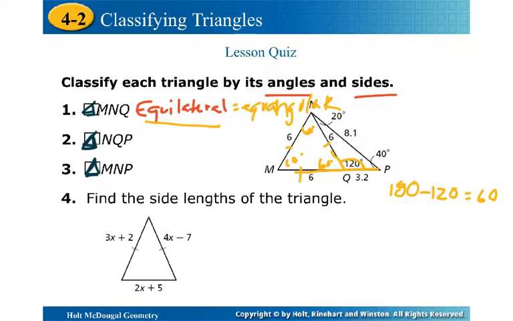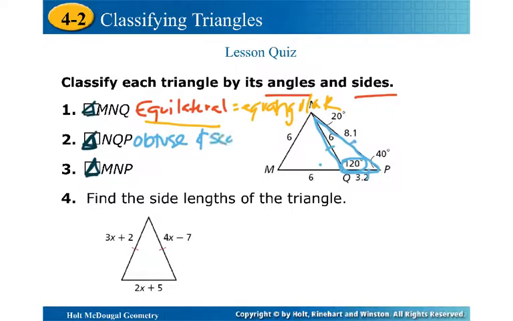Alright, NQP, so looking at our next triangle, N to Q to P, so that's this obtuse triangle over here. And how do I know it's obtuse? Because it has one obtuse angle. So we're going to call it an obtuse triangle based on its angles. And then based on its sides, we have an 8.1 side length, a 6 length, and a 3.2. So that's when we call it scalene, because all sides are different.